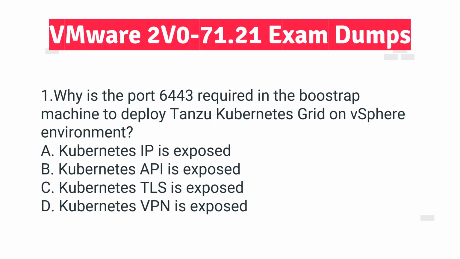1. Why is the port 6443 required in the Bootstrap machine to deploy Tanzu Kubernetes Grid on vSphere environment? A. Kubernetes IP is exposed. B. Kubernetes API is exposed. C. Kubernetes TLS is exposed. D. Kubernetes VPN is exposed.